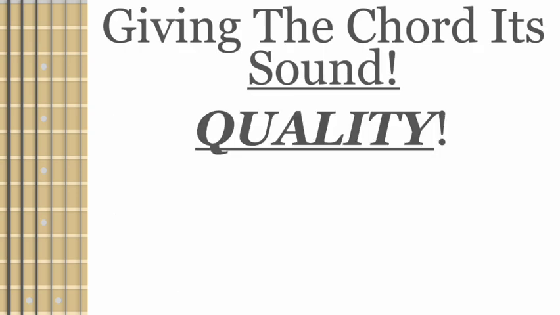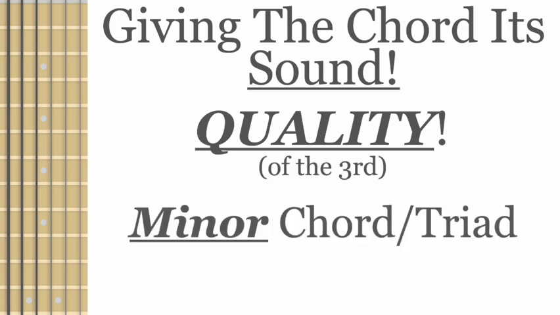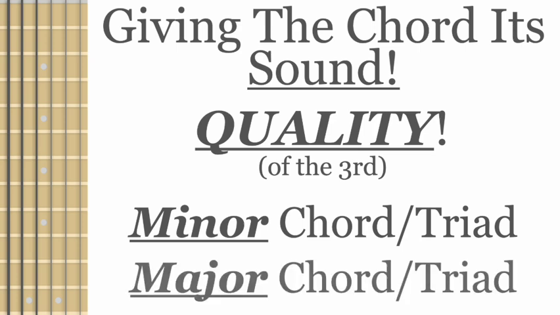Now, when we're looking at the chord sound, when we talk about quality, we're talking about the quality of the third. And the third gives us an opportunity within a chord to make it minor or major. And we've all heard somewhere that minor chords are sad and major chords are happy, like almost obnoxiously happy. So the third really gives us that quality, right?